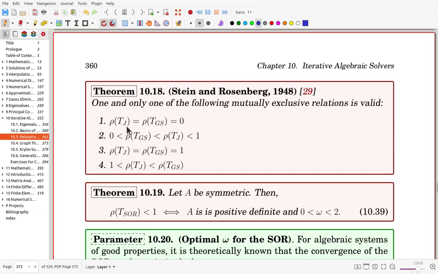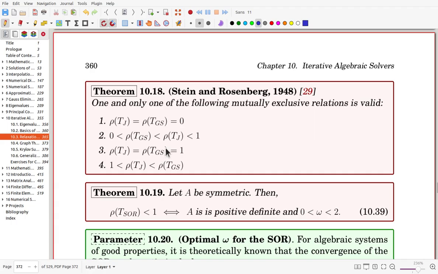For one method, the spectral radius is 0, which means all eigenvalues are 0. Then for Gauss-Seidel, again, all eigenvalues must be 0. Now, if the spectral radius of Gauss-Seidel is between 0 and 1, then the other one is also between 0 and 1, and the Gauss-Seidel spectral radius is smaller than the Jacobi spectral radius. Once one of them is 1, then the other one must be 1.